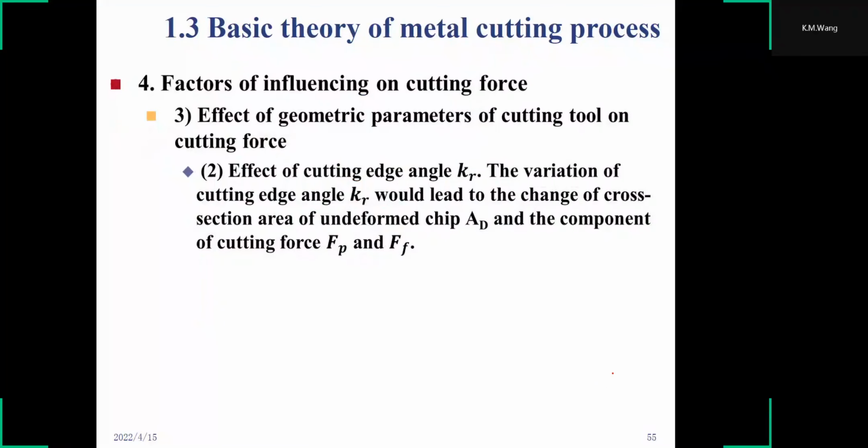And then is the cutting edge angle. The cutting edge angle also has an important influence on the cutting force. The variation of cutting edge angle could lead to the change of cross section area of the undeformed chip, AD. It will change the undeformed chip AD and the components of the cutting force, FP and FA.